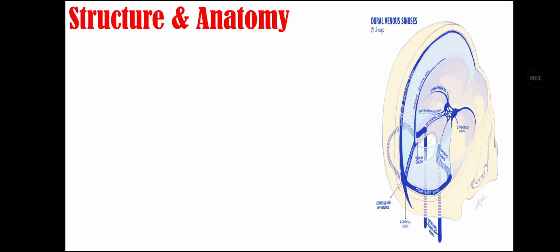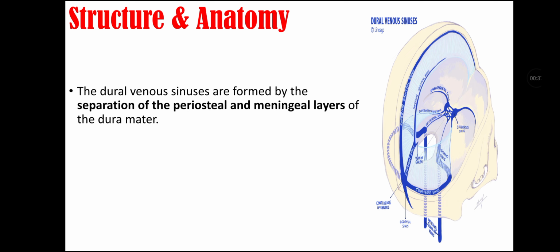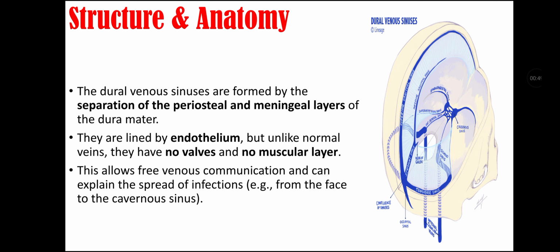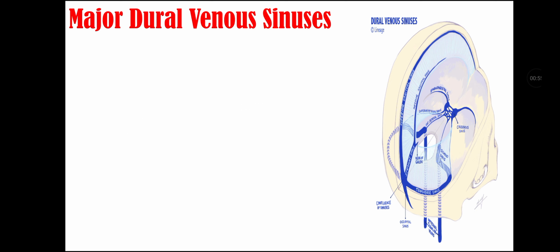Structure and anatomy of dural venous sinuses. Dural venous sinuses are formed by separation of periosteal and meningeal layer of dura mater. They are lined by endothelium, but unlike normal veins, they have no walls and no muscular layer. They allow free venous communication and can explain the spread of infection from the face to cavernous sinus.